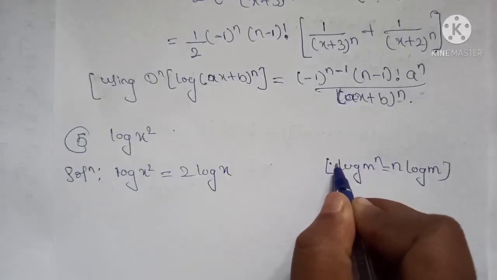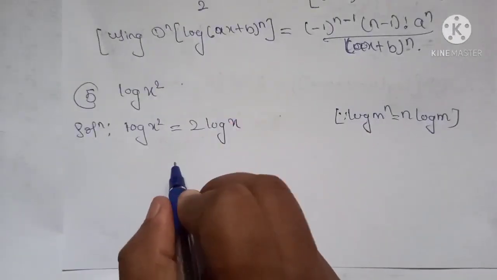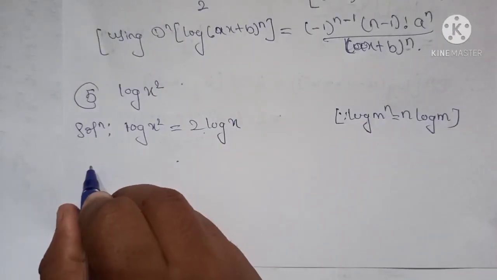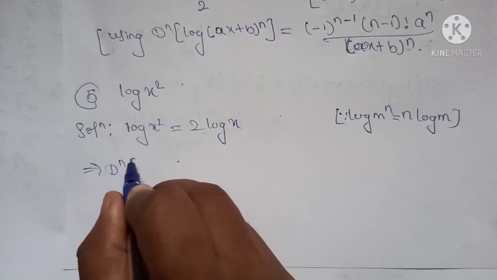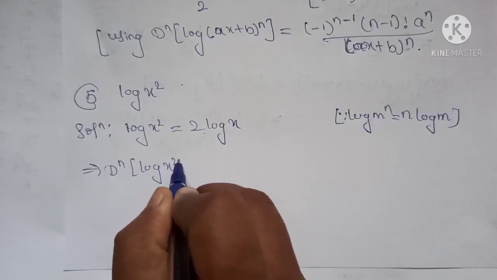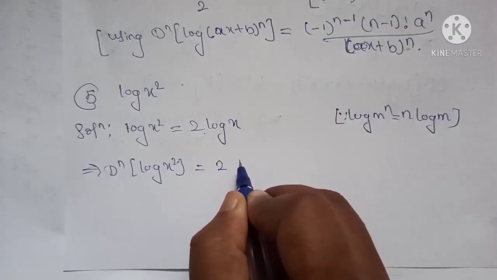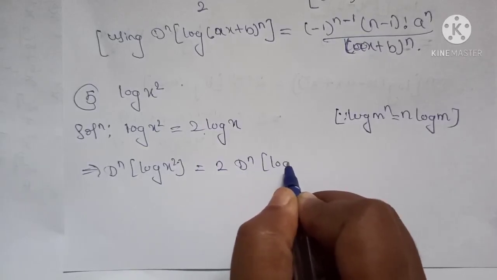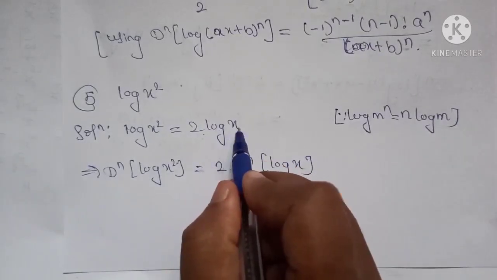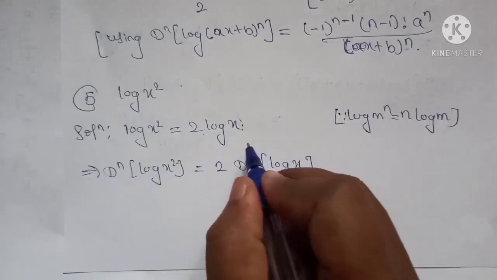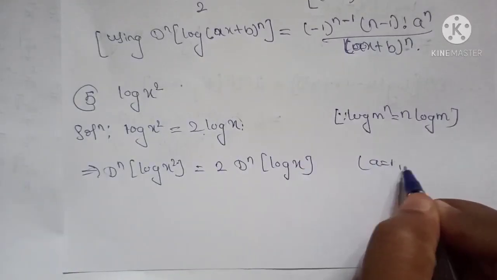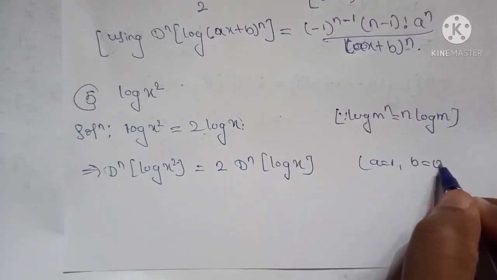So using this formula, we apply the nth derivative here. The nth derivative of log of x square equals 2 into the nth derivative of log of x. So here it is also in the form of ax plus b. Here a is equal to 1 and b equals 0, right?